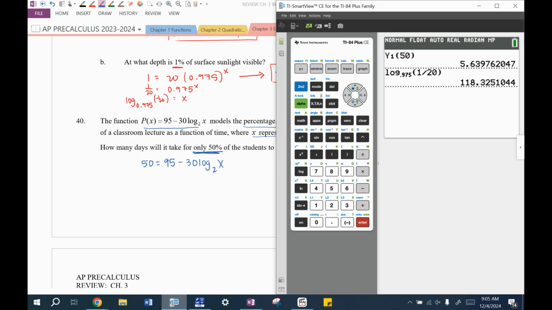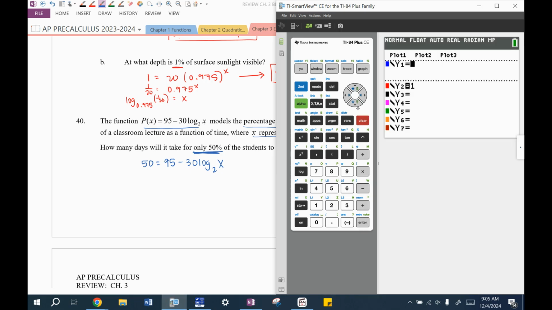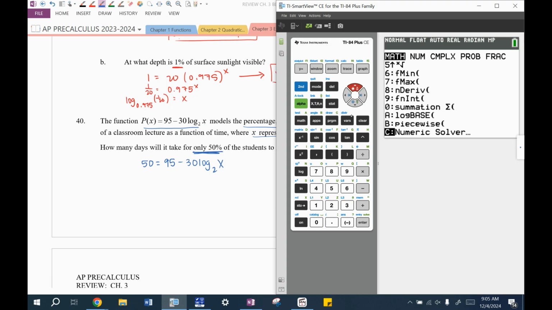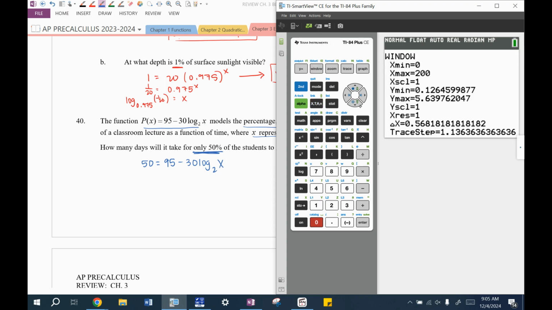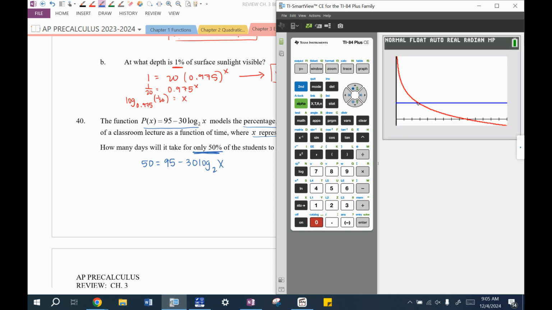And again, you can solve by graphing. We'll have to kind of guess at the window because we don't have much information to go off of. And then you can log base in here too. So log base 2 of x. So that matters. You can't just type in log because that's base 10. And then I don't know, what should the window be? Well, 0 for sure. And then let's give students 2 weeks to see what happens to get down to 50%. It probably won't take that long. Zoom fit. There we go.